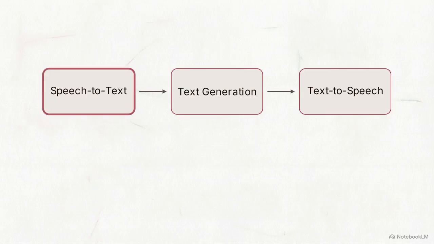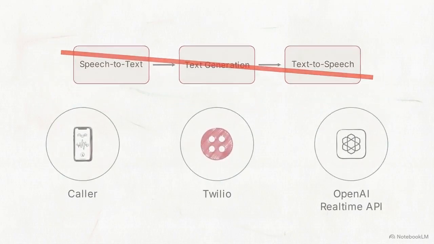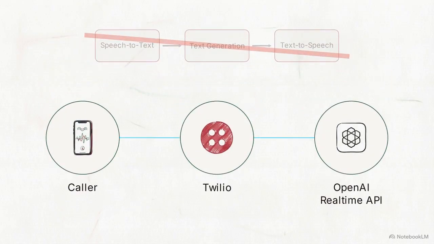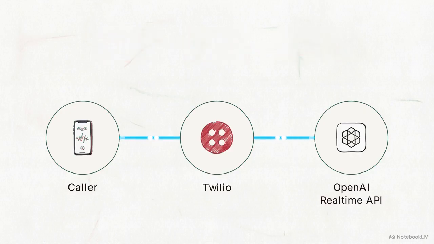We are no longer converting your speech to text, generating a text reply, and then converting that text back into synthesized speech. Instead, we stream audio straight from a Twilio phone call directly into OpenAI's real-time API. Twilio handles the telephony network, and OpenAI processes the raw audio in and streams raw audio out.